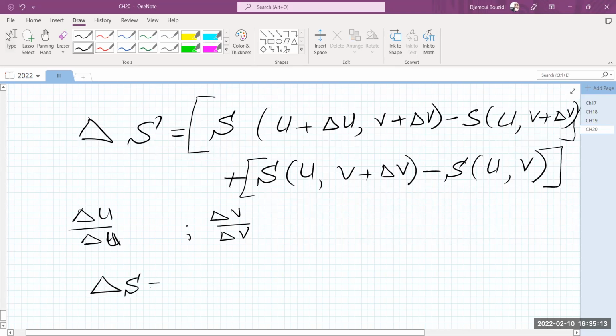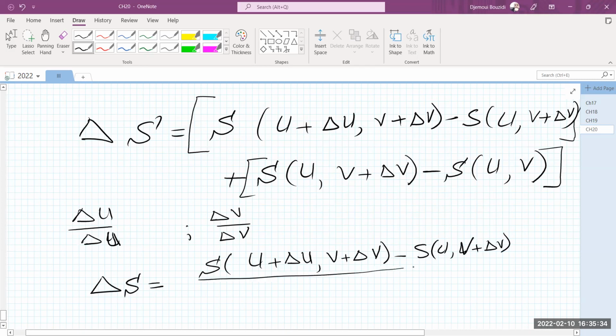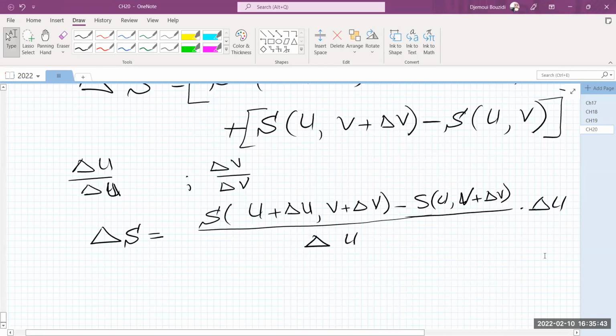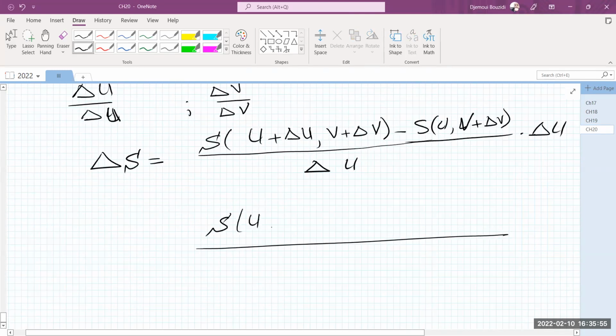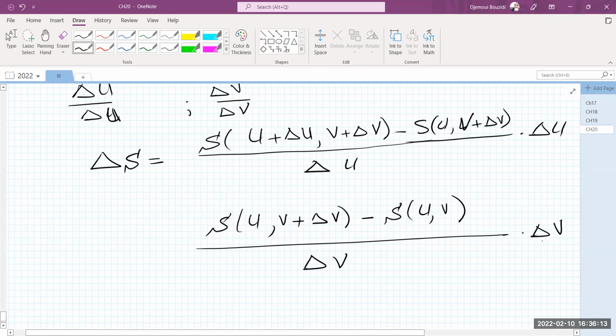So delta S will be this difference divided by delta U, which is S evaluated at U plus delta U and V plus delta V minus S evaluated at U and V plus delta V. And this whole thing is divided by delta U times delta U plus the second term now, which is also a big fraction, S evaluated at U and V plus delta V minus S evaluated at U and V over delta V times delta V. Okay, so far so good, everybody.